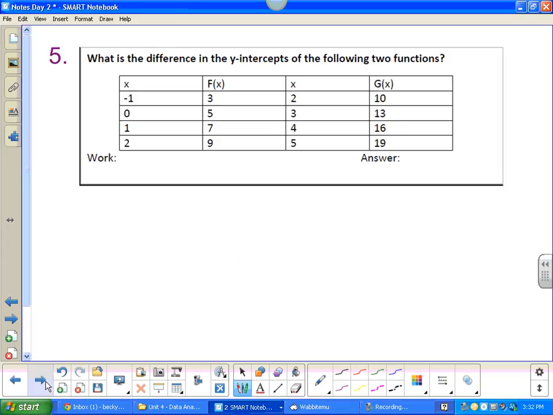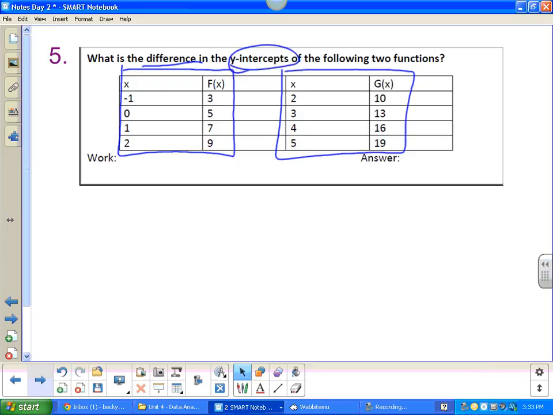So number 5, what is the difference in the y-intercepts of the following two functions? So, and this is kind of hard to see in this graph, but this is one of my functions. This is f of x, and this is the other function. This is g of x, and I want the difference in the y-intercepts. Now, do you see anything in here about subtracted from? No. So we're going to subtract them without flipping anything around.